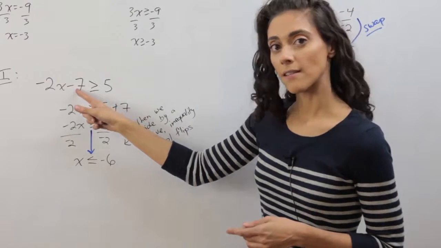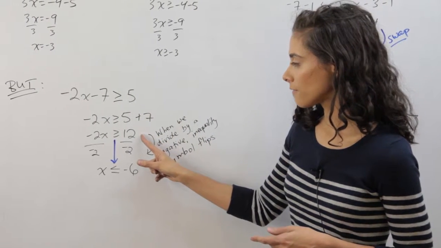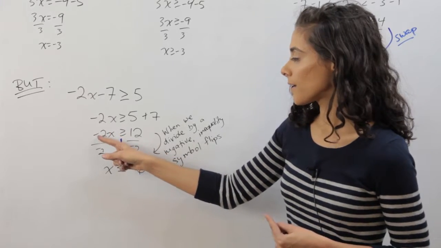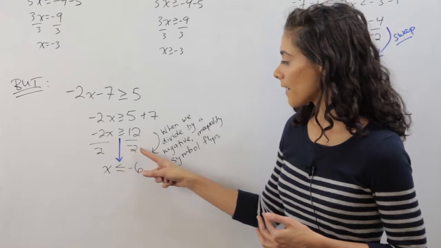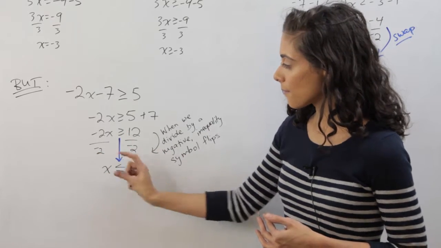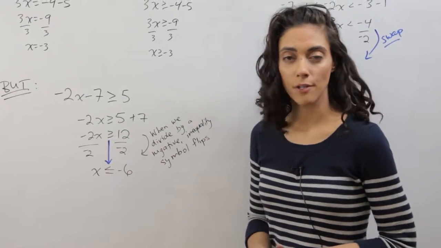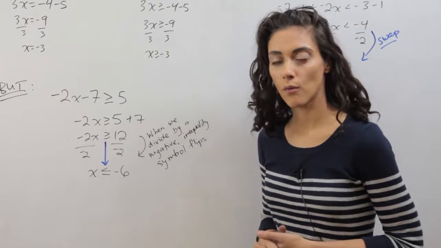I want to get rid of this -7, and so I add it on the right-hand side, and now I have 12. Now I want to get rid of this -2, and the opposite of multiplying by -2 is, of course, dividing by -2. And because I'm dividing by a negative, from this step to this step, I've swapped the inequality symbol from a greater than or equal to a less than or equal to. So one small thing to look out for, otherwise treat it exactly like you would an equation.